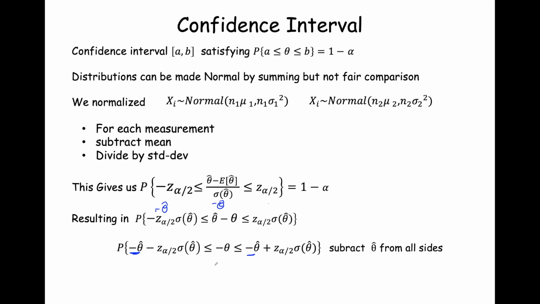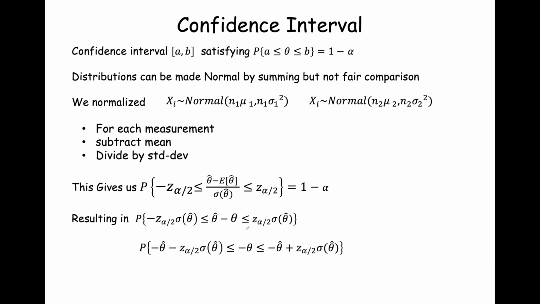And so now we're going to multiply all sides of the inequality by a negative 1. And when you multiply an inequality by negative 1, the inequality flips. So it's going to flip from less than or equal to, to greater than or equal to.